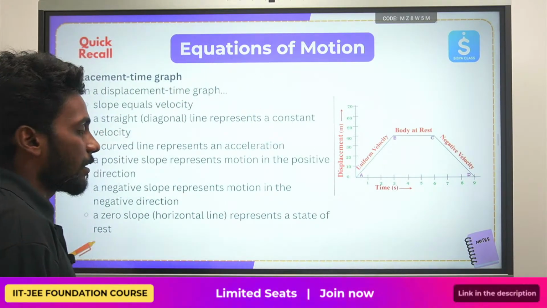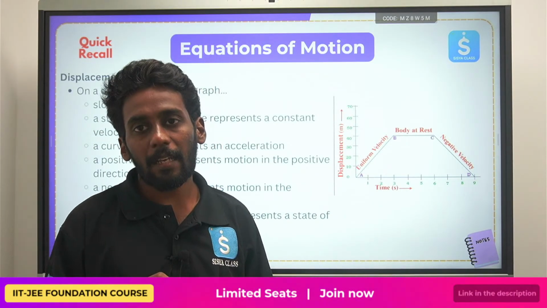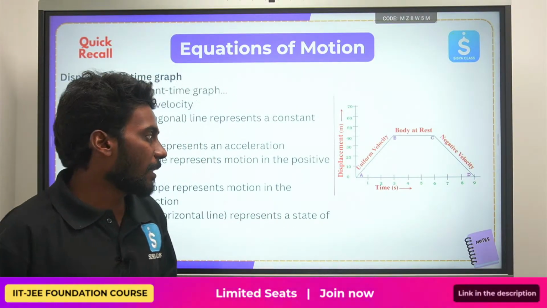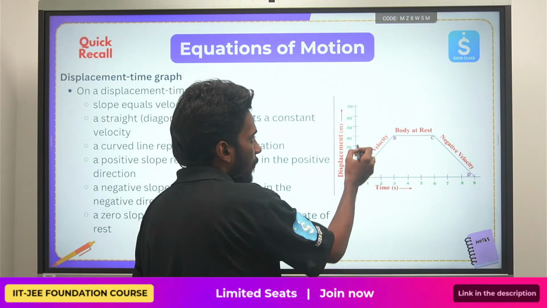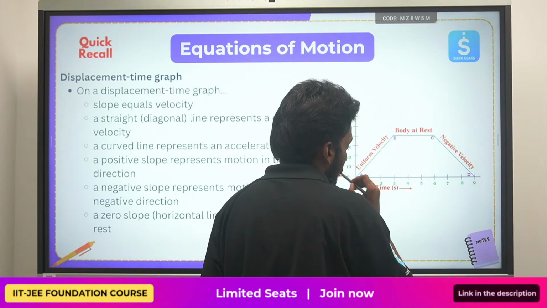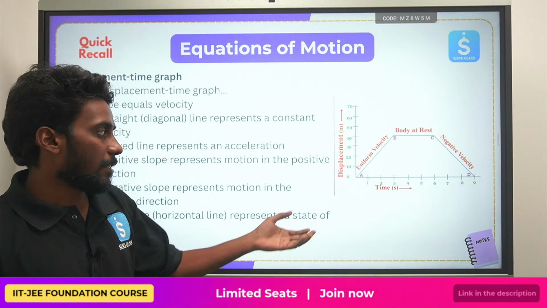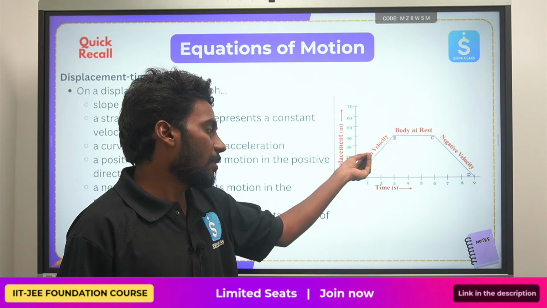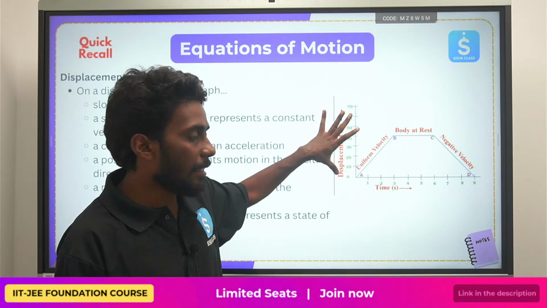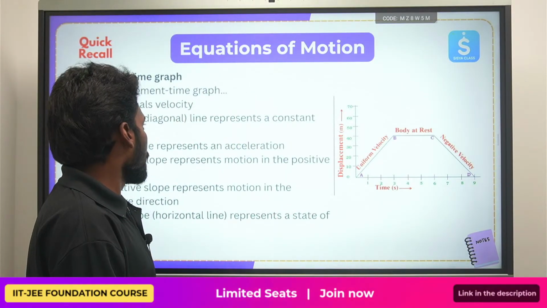We basically have two different types of graphs for the equations of motion: the displacement time graph and the velocity time graph. For the displacement time graph, we take displacement on the y-axis and time, measured in seconds, on the x-axis. This graph monitors the movement of the object based on time and its displacement from the initial position.